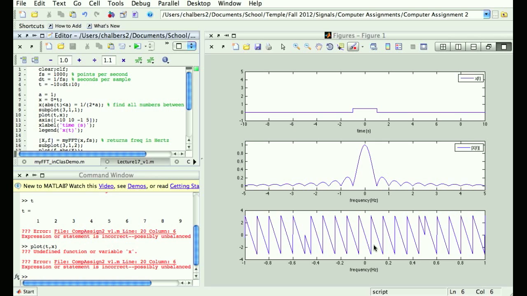Is it shifted implicitly somehow in the FFT? Is it shifted implicitly in the FFT? So here's a question for you.